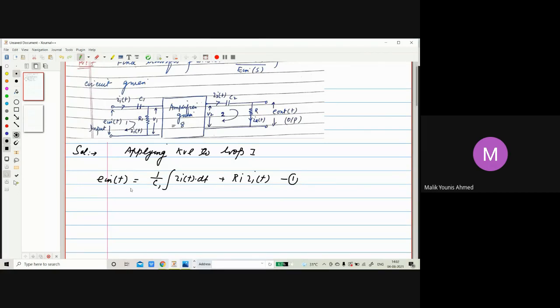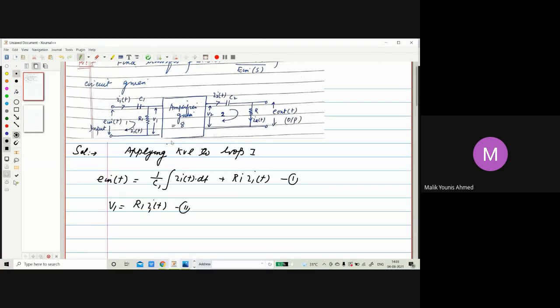And second equation we'll be writing very clearly. The voltage across this resistor is V1. That V1 should be equal to R1 into what's the current flowing through this, I1 of t. That's the second equation.